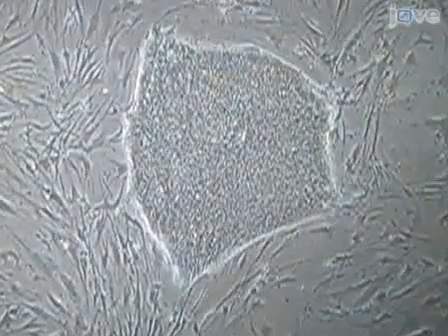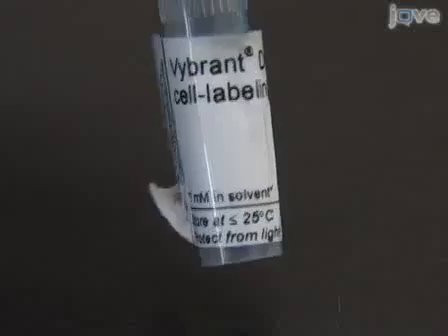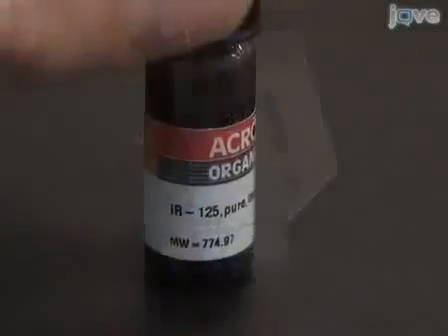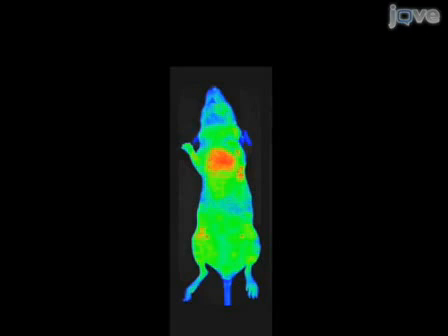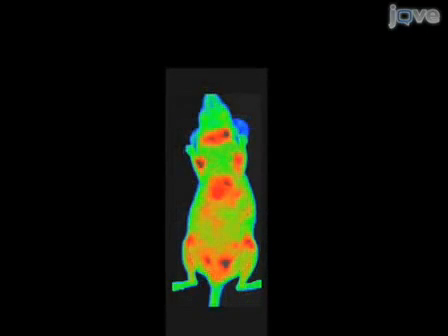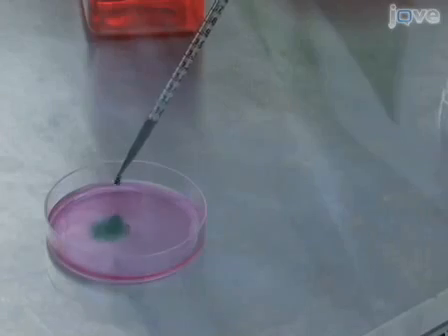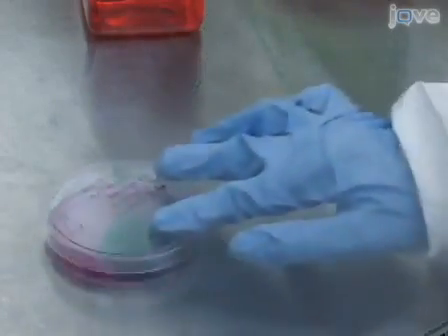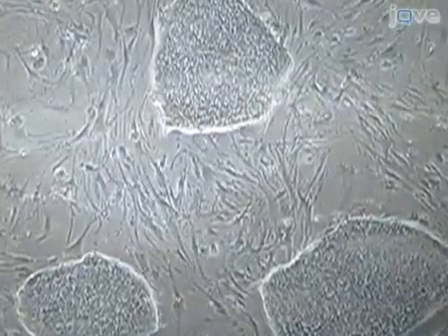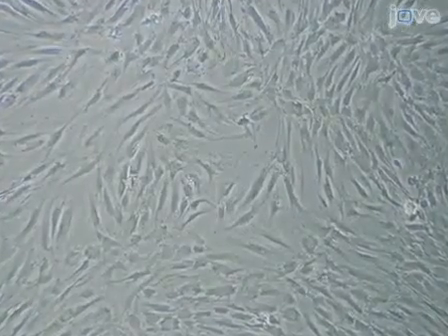Labeling stem cells with fluorescent contrast agent allows for an in vivo tracking of transplanted stem cells. Subsequent optical imaging of the labeled stem cells permits longitudinal studies where one is capable of non-invasively monitoring the migration of the cells in vivo. This video will show you how to label both human embryonic stem cells and human mesenchymal stem cells with fluorescent dyes.